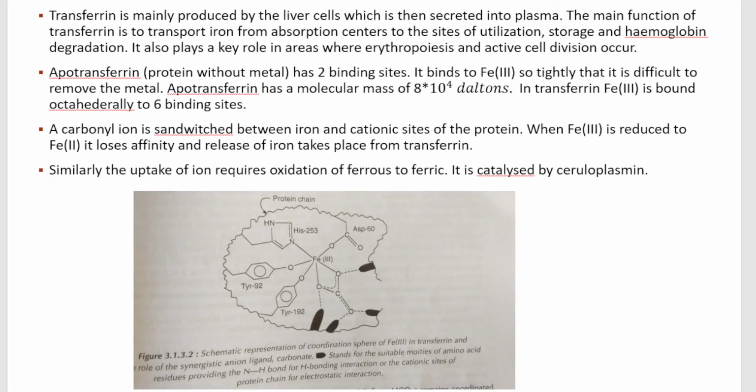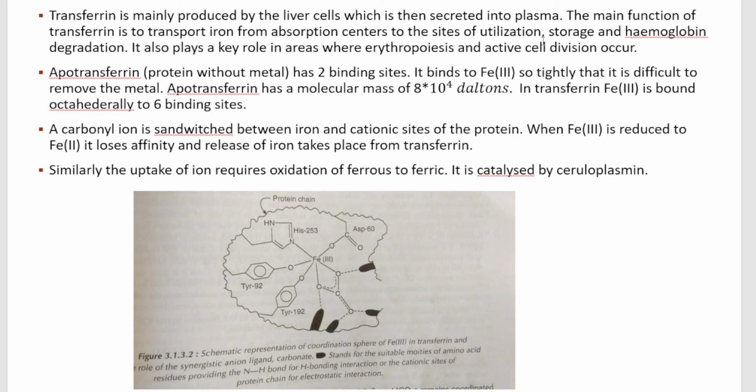Okay, so next is what is the structure of transferrin. So where is transferrin produced? It is mainly produced in your liver cells, and then it is secreted into the plasma, or then it is sent to the blood, where it is produced in the liver and then being sent to the blood to function. And what is the main function? It is a transport of iron from the absorption center to the site of utilization.